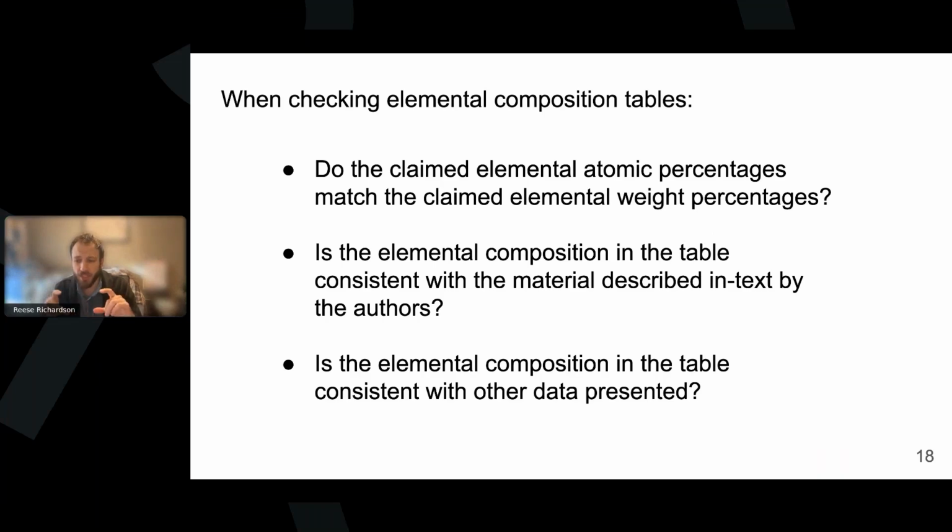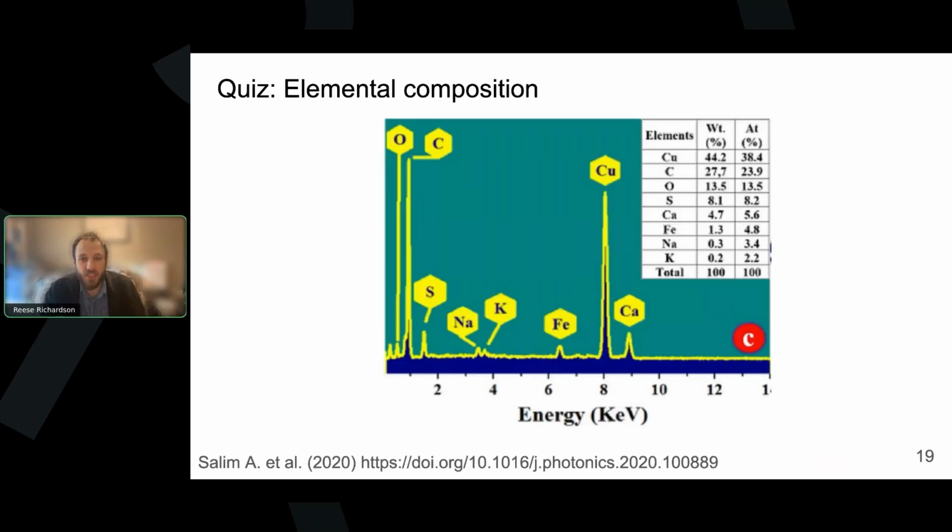And you can also check and see if the weight and atomic composition percentages are consistent with each other based on what we agree upon as the standard elemental masses. So this is one such chemical composition table derived from an energy dispersive X-ray spectroscopy spectrum. And that has its own problems, but we'll ignore it for now. And you can see that they've provided a weight percent column and an atomic percent column.